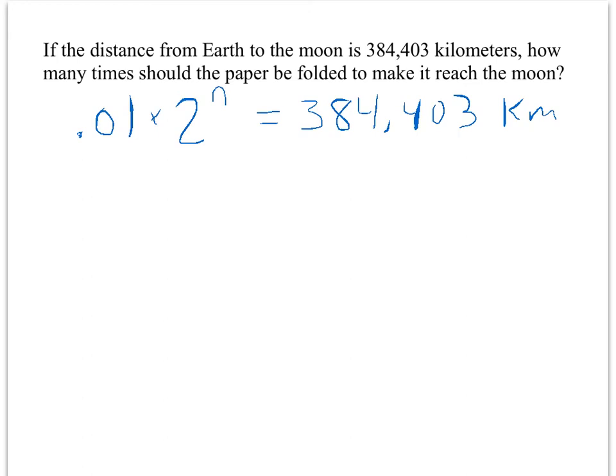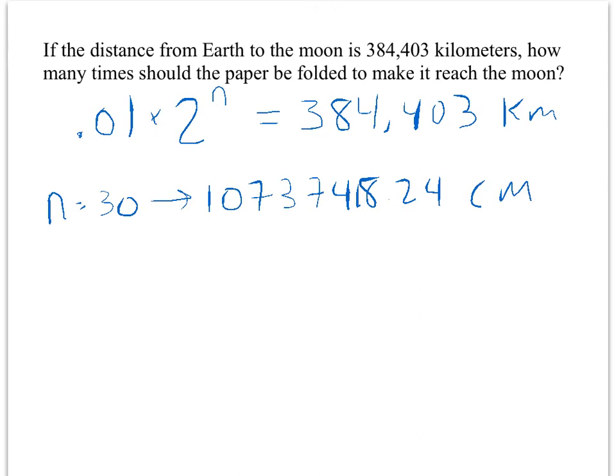I know that 25 wasn't enough because that was only 2 miles, 3.35 kilometers. So maybe let's try 30. 0.01 times 2 to the 30, and n equals 30 gives me 10,737,418.24 centimeters. Change it to kilometers by dividing by 100 and then dividing by 1,000. I get 107.37 kilometers. That is not far enough. I need to go 384,000 kilometers.